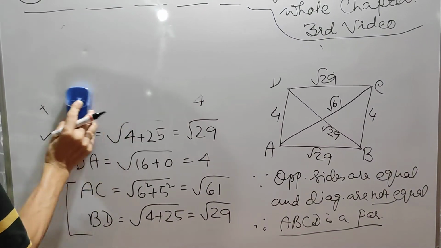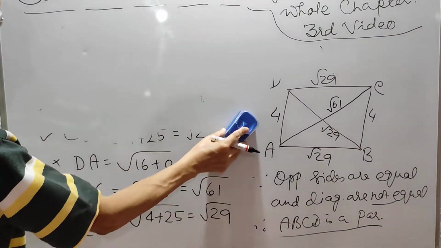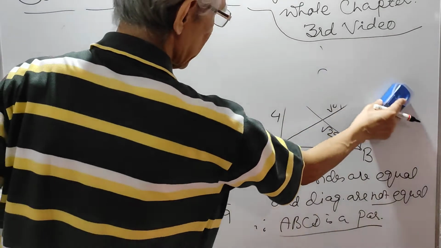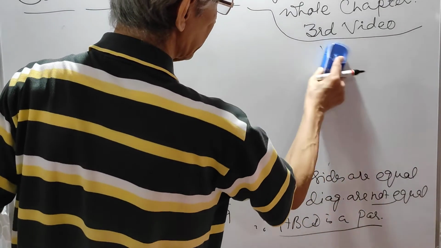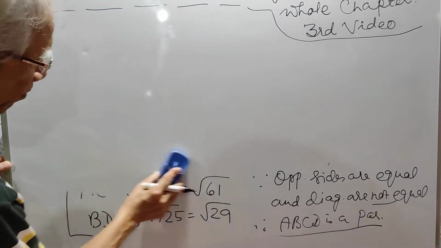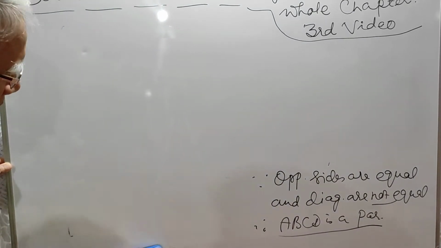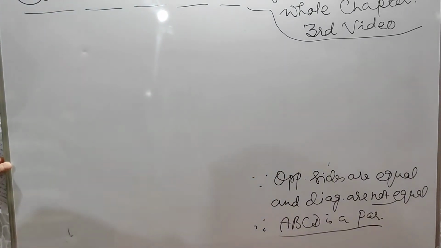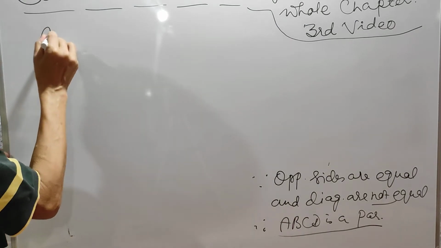Now here we have to show a rhombus. We have to show the 4 points are vertices of a rhombus. So which are the 4 points? These are the 4 points given.